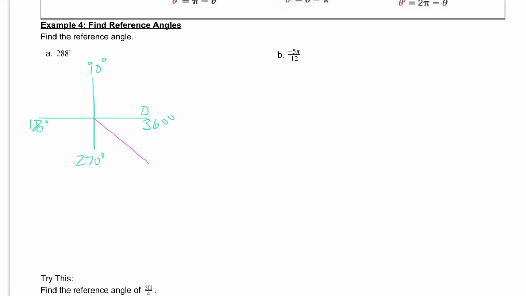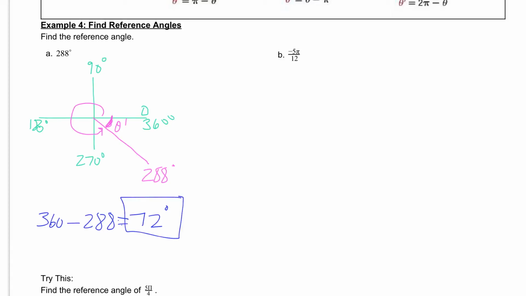So basically what I have is this angle here, which rotated all the way around, and this is 288 degrees. What I'm looking for is this little angle inside here, angle theta. And that's going to be my reference angle. My reference angle always goes towards the x-axis, never to the y, always to the x. So I'm going to take 360 and subtract 288 to figure out what this angle is. So I'm taking 360 minus 288, and that gives me 72 degrees as my reference angle.